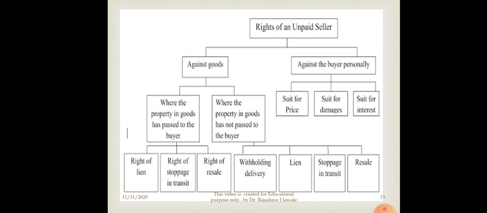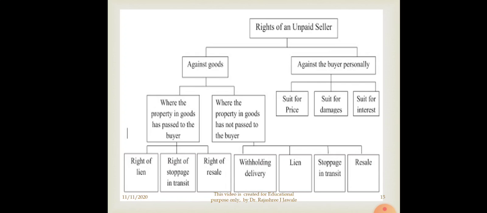Now we'll see the very important aspect, and that is the rights of an unpaid seller. The unpaid seller has rights against goods and against the buyer personally, and there are sub rights also. Against goods, where the property in goods has passed to the buyer, he has the right of lien. That right is with the unpaid seller. Then rights of stoppage in transit, then right of resale. So these are the rights of an unpaid seller against the goods.